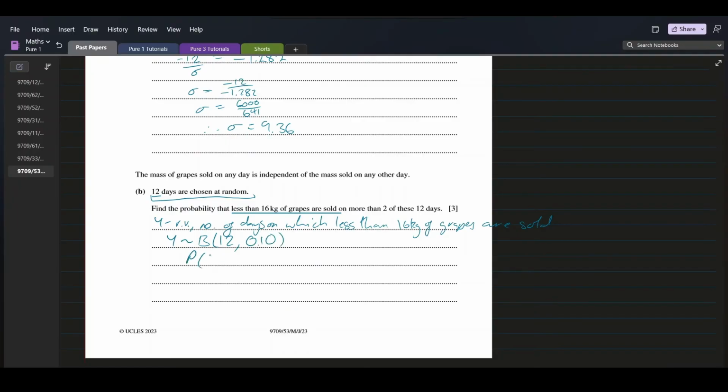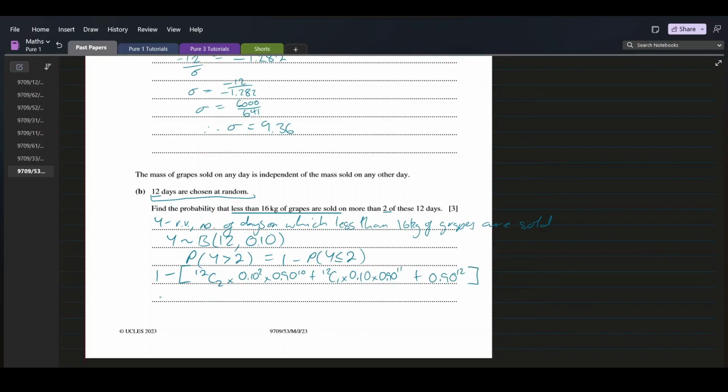And we want to find the probability that on more than 2 of these days, so Y is greater than 2, and we can write this as 1 minus the probability that Y is less than or equal to 2. So that is 1 minus, let's put a big bracket here, 12 choose 2 times 0.10 to the 2 times 0.90 to the power 10 plus 12 choose 1 times 0.10 to the power 1 times 0.90 to the power 11 plus 0.90 to the power 12.